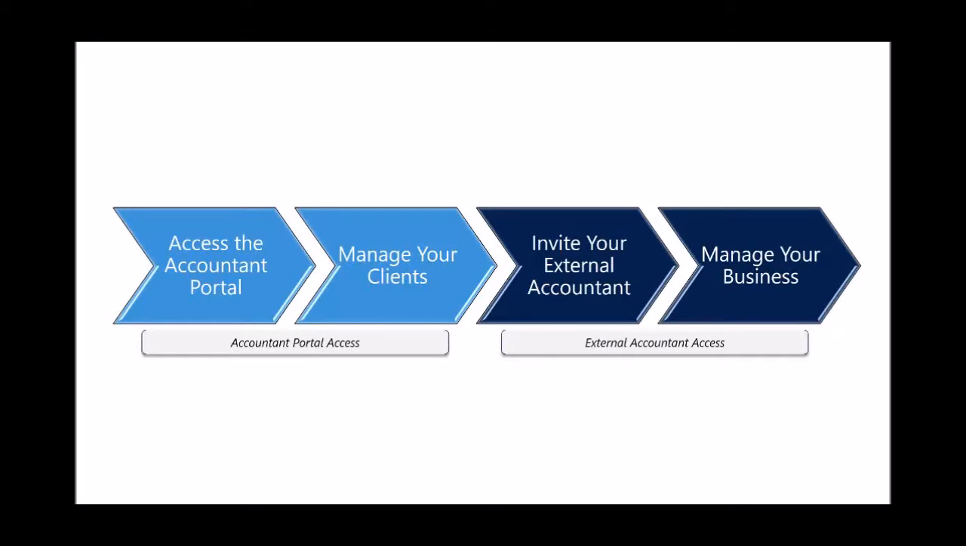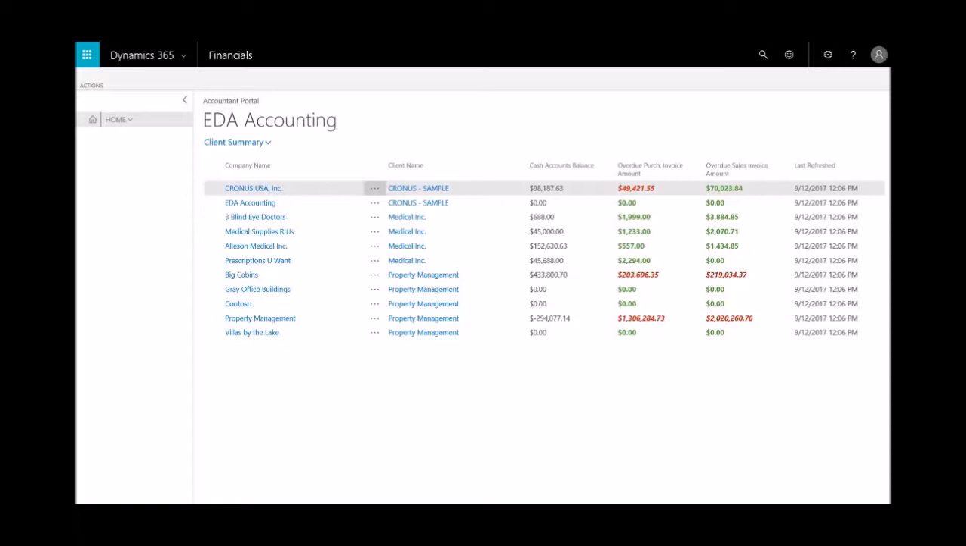So the two scenarios that we have in this demonstration: one is the access to the accountant portal. The second is where you would go to invite an external accountant from your tenant. In terms of the accountant portal, if you are an accountant with several clients, you can use the accountant portal as your dashboard for a better overview of your clients. From there, you can access each client's tenant in Dynamics 365. And the accountant portal is a dedicated version of Dynamics 365.